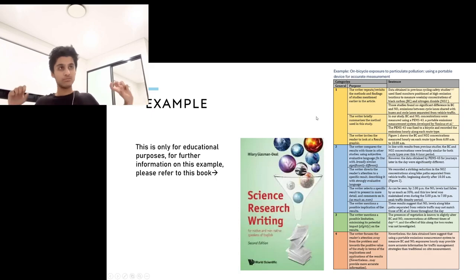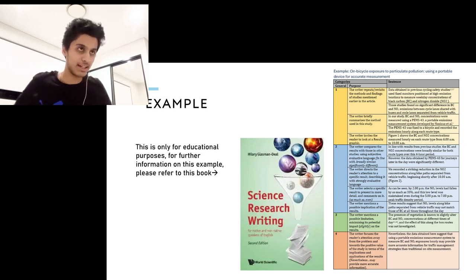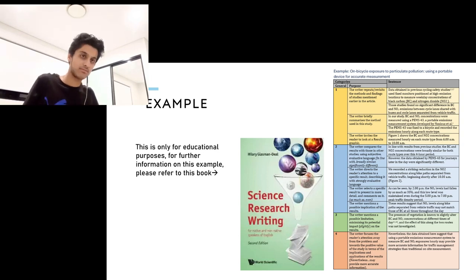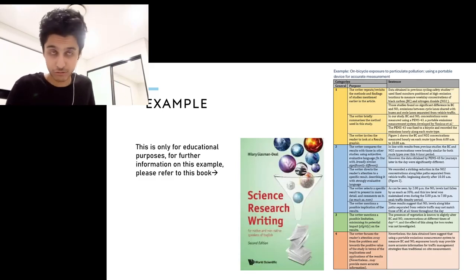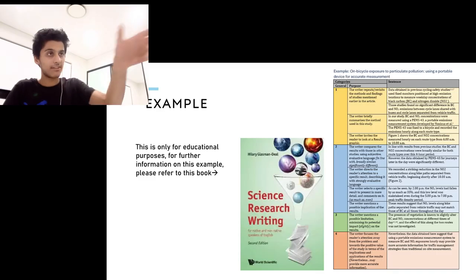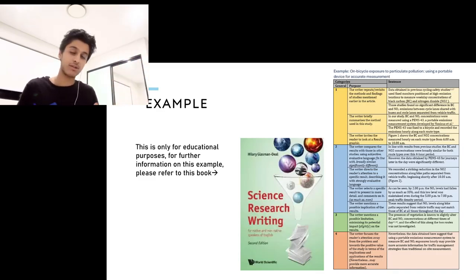Alright, this example is on bicycle exposure to particulate pollution using a portable device for accurate measurement. This I got from Science Research Writing, 2nd edition. Go check that book out. It's really good. And what I've done is that I've tabulated it, and so I've contextualized it so now you can understand it even better.